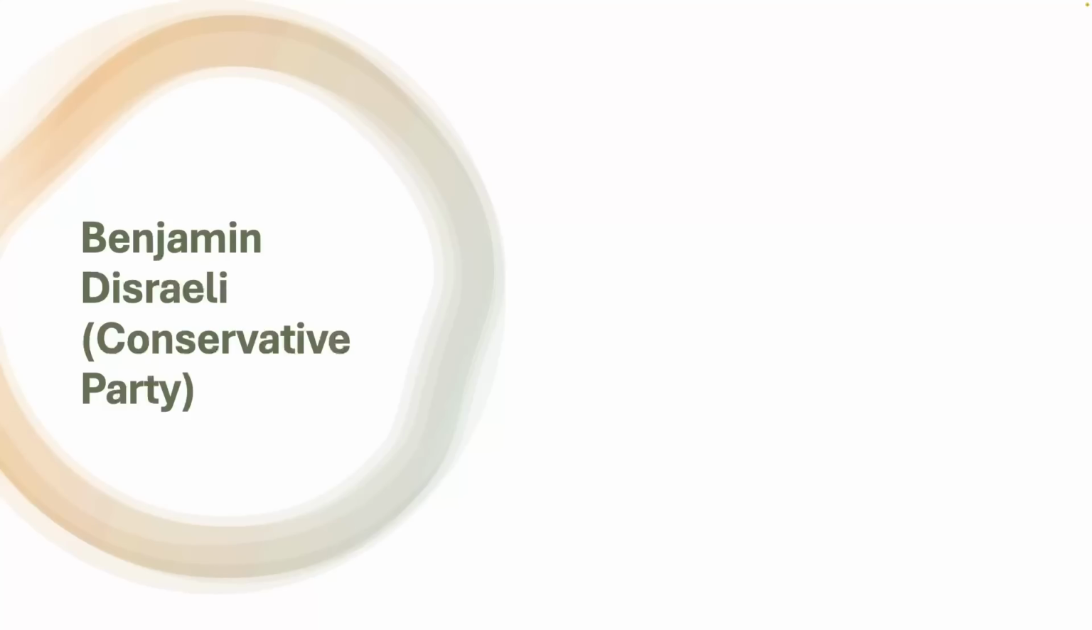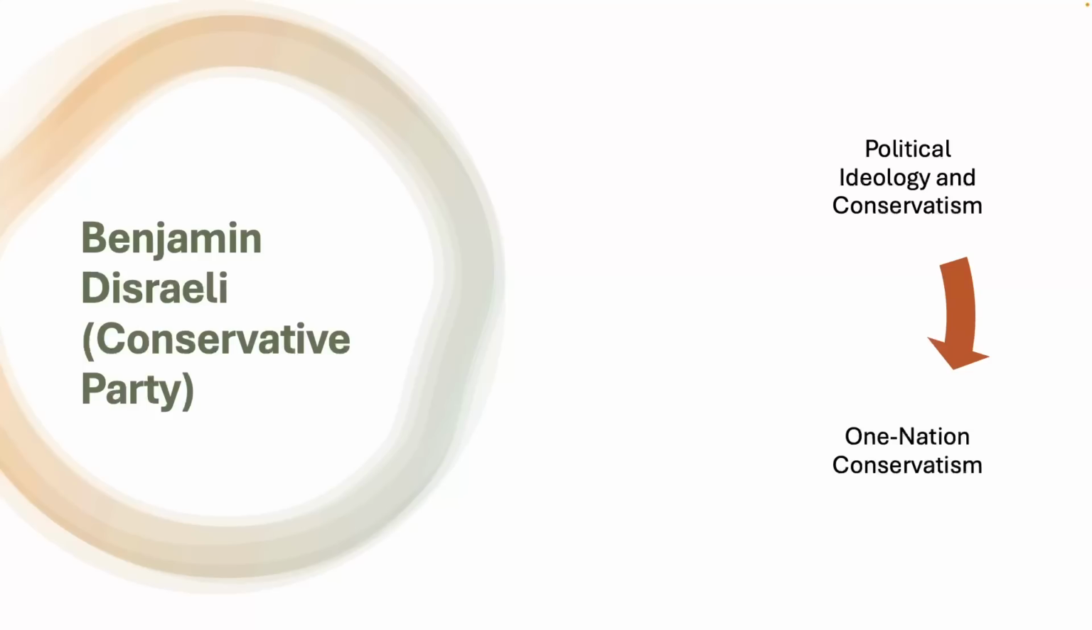Disraeli's vision of conservatism was a lot more pragmatic, a lot more reformist than the traditional aristocratic ideas of conservatism that previously had defined the Tory party. So one idea here is one nation conservatism, a major ideological contribution. This is the emphasis on the importance of social cohesion as well as national unity. Disraeli believed that the rich and the poor in society were deeply interconnected, and that the government should aim to protect the interests of both of these groups.